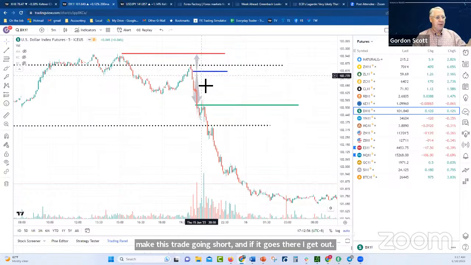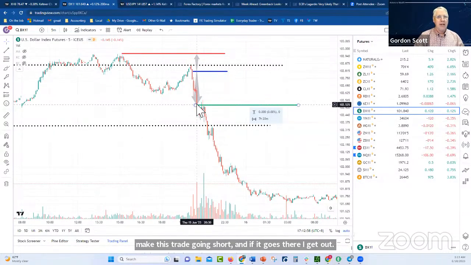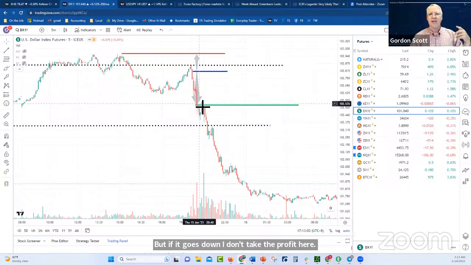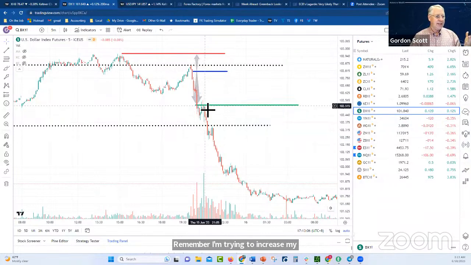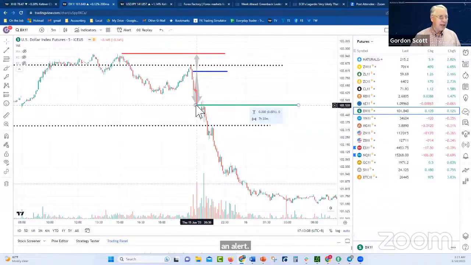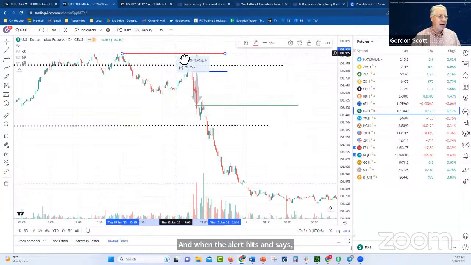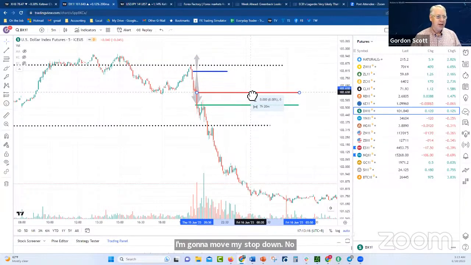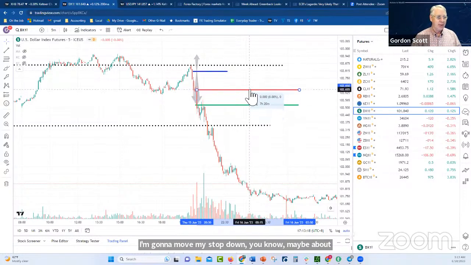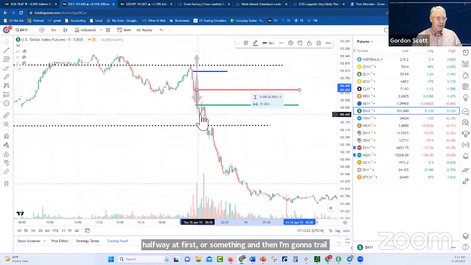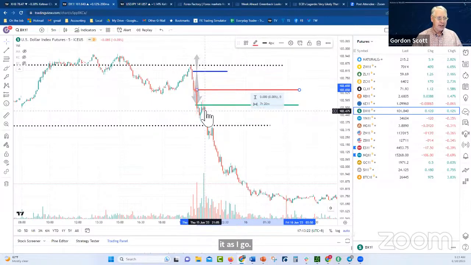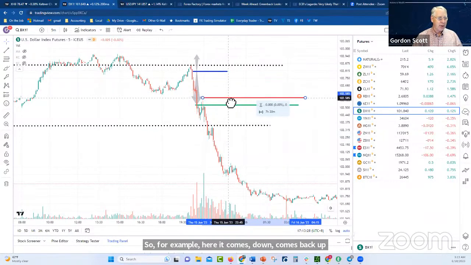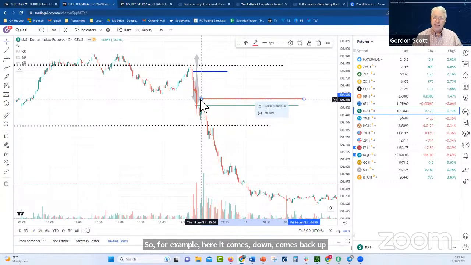But if it goes down, I don't take the profit here. Remember, I'm trying to increase my win size. I just have an alert. And when the alert hits and says, yep, you're there, great. I'm going to move my stop down, maybe about halfway at first, and then I'm going to trail it as I go. So, for example, here it comes down, comes back up, starts going down again. And by the time I get all the way to the bottom, I could actually move that stop loss right to there, just the highest point.